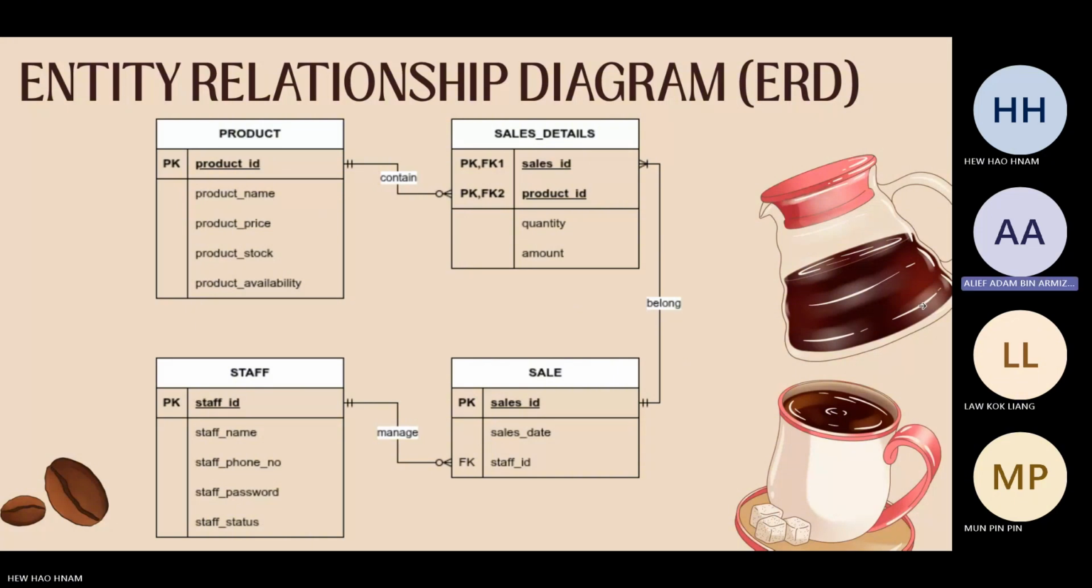So this is the entity relationship diagram, ERD, for our program. And we consist of 4 tables: product, sales detail, staff, and sale. That's all.